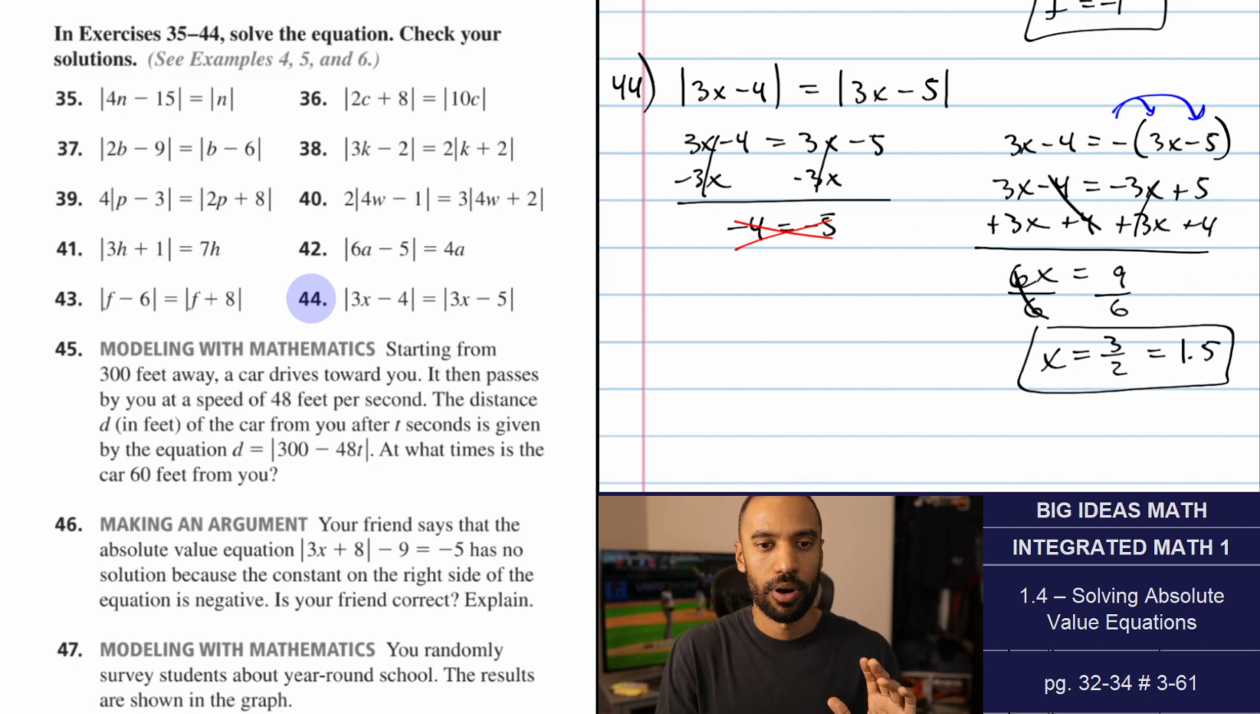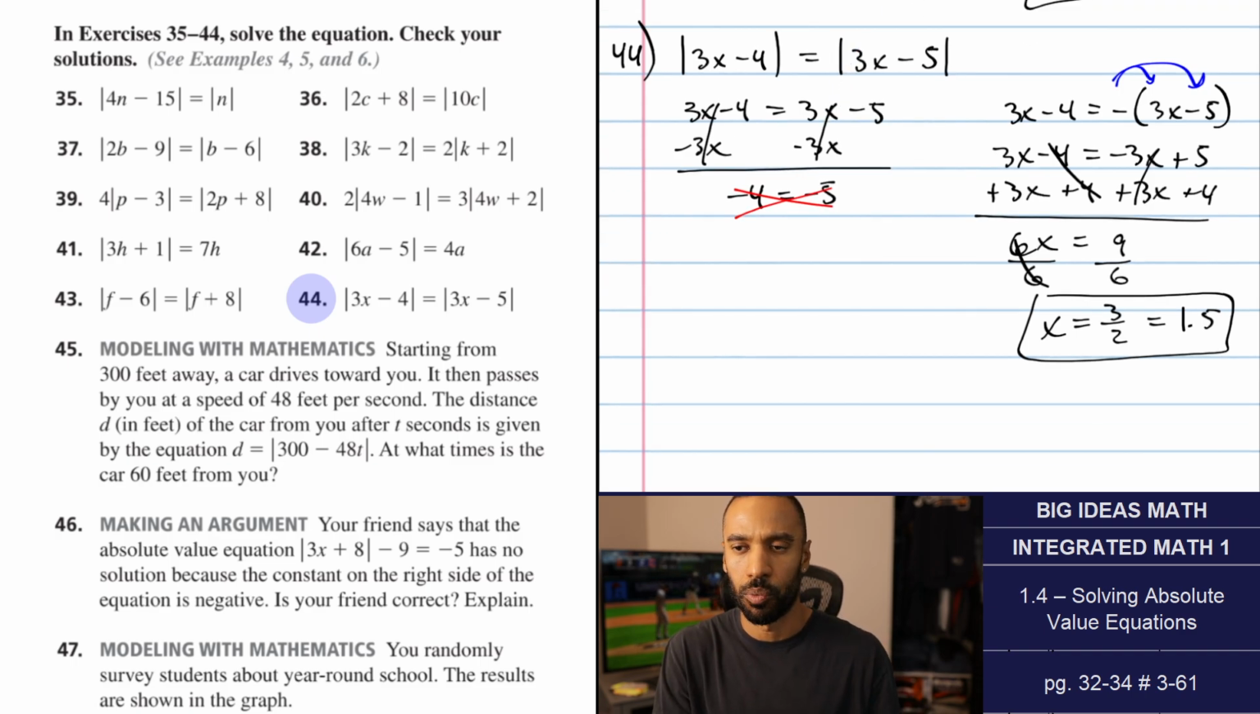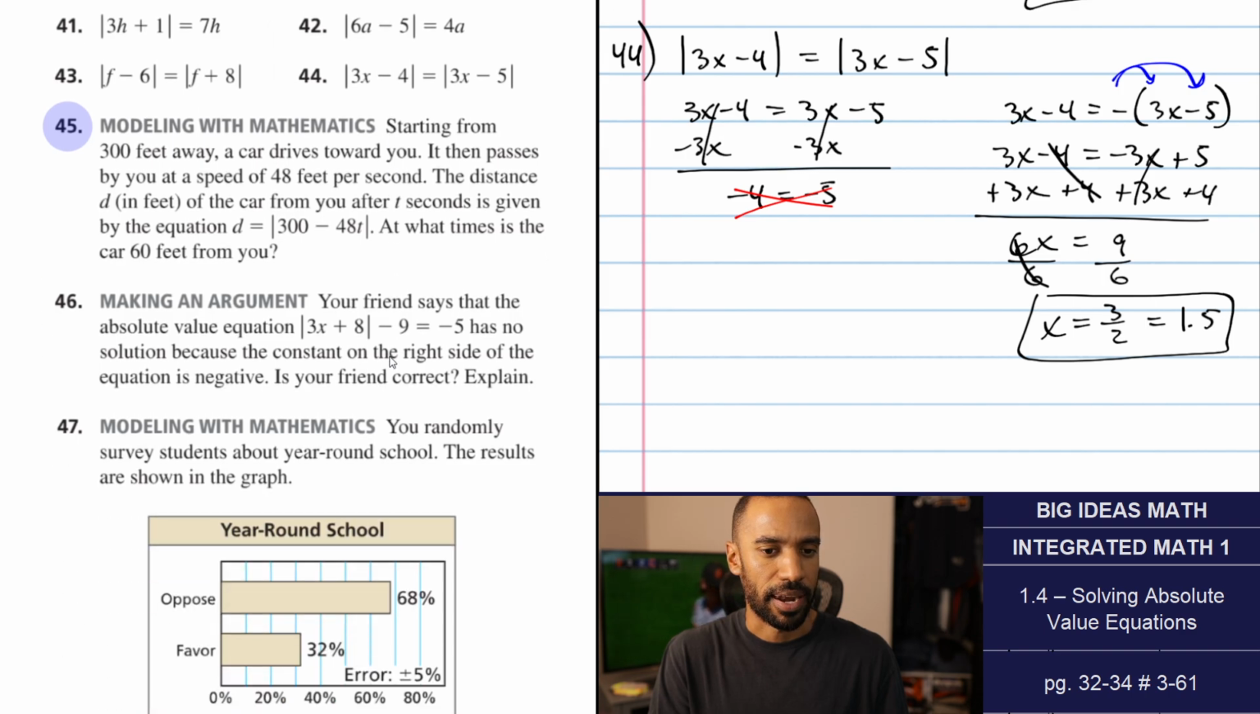So 41 to 44 are your special case things. Again, I'm not substituting there as a double check. As long as both sides are absolute values, it's going to fit the bill for what you need. We're all good. Okay, number 45, modeling with mathematics.